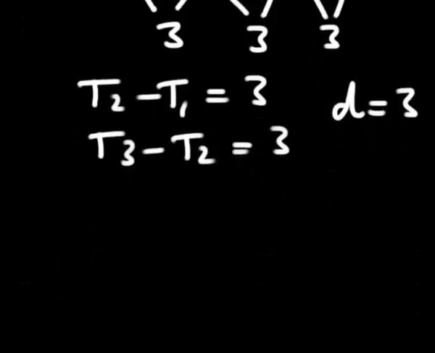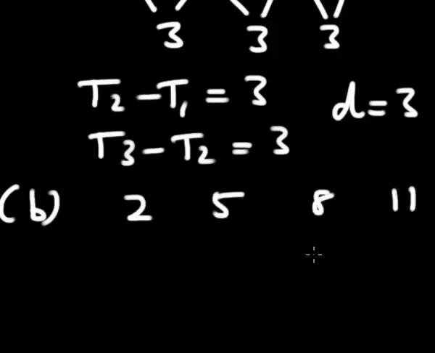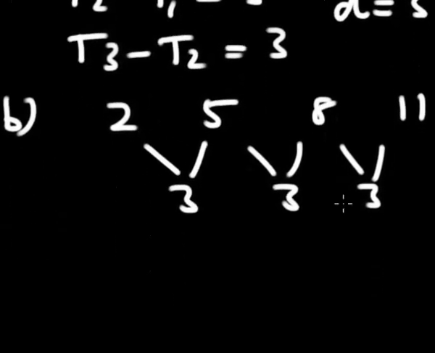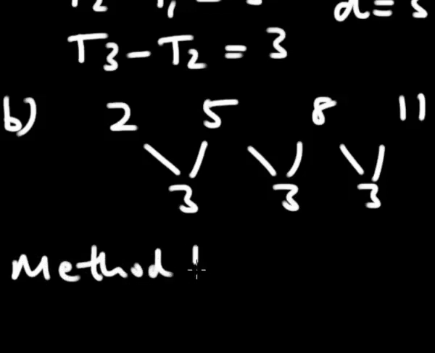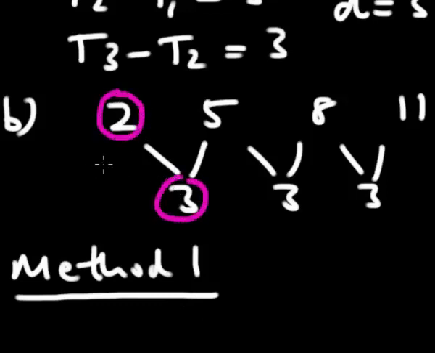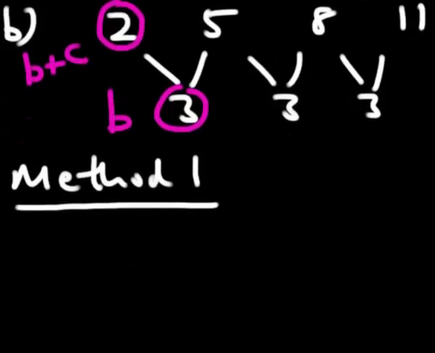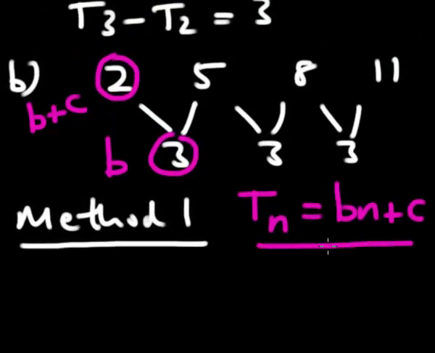Now the next part of the question, B, says get the general term. If you remember this, what did we do to get the general term? So we got our constant first difference. And then the first method that we did in grade 10, and you can go back to grade 10 and do this, is that we basically circled those two terms there, and we called this B, and this one we called B plus C. And how did we then work out the B and the C? Remember that with a linear pattern, it has that general form: Tn is Bn plus C.